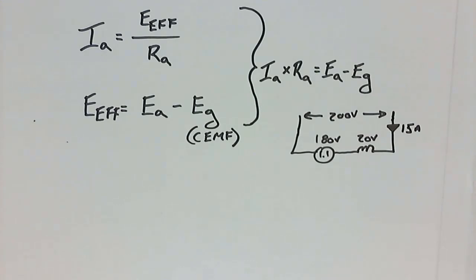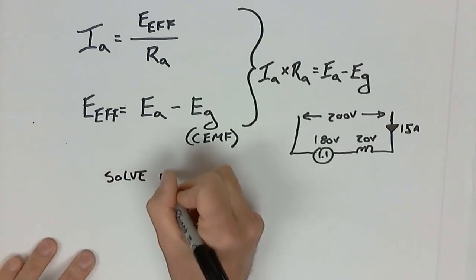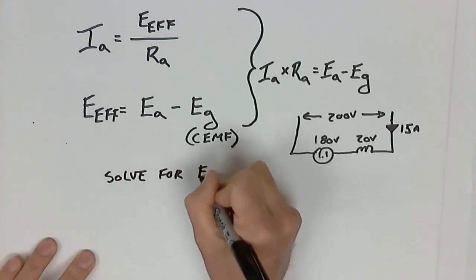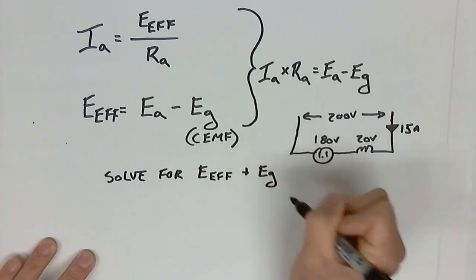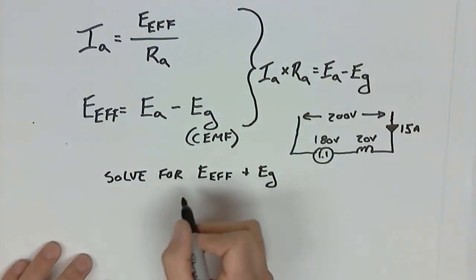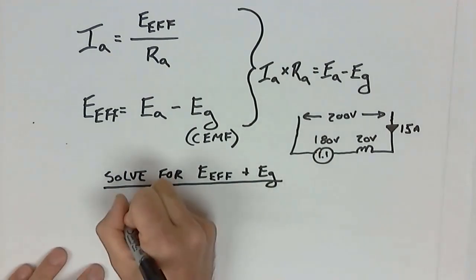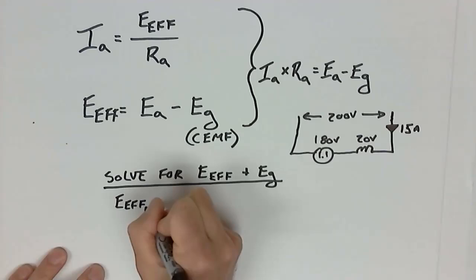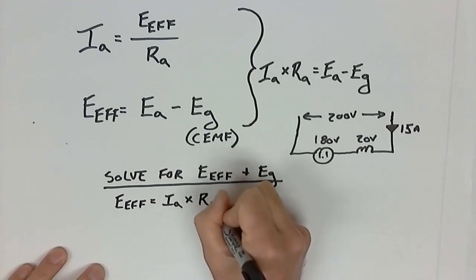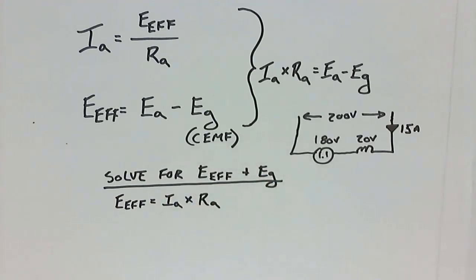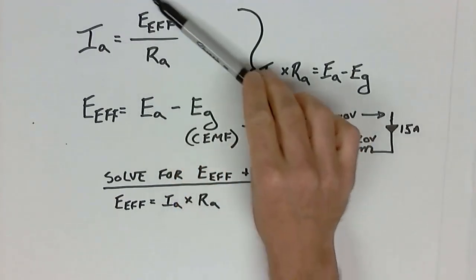So let's work out these values. We're going to solve for E effective of this motor and EG of the motor. Okay, E effective and EG. So first thing, E effective is equal to IA times RA. Right? What did we do here? IA and RA. So what we did is we took this equation and we just manipulated it.